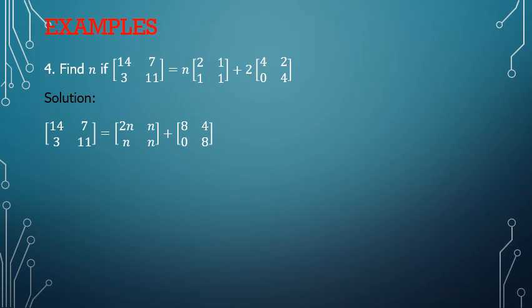That will be 14 equals 2n plus 8. So the 8 moves to the other side, you get 14 minus 8.